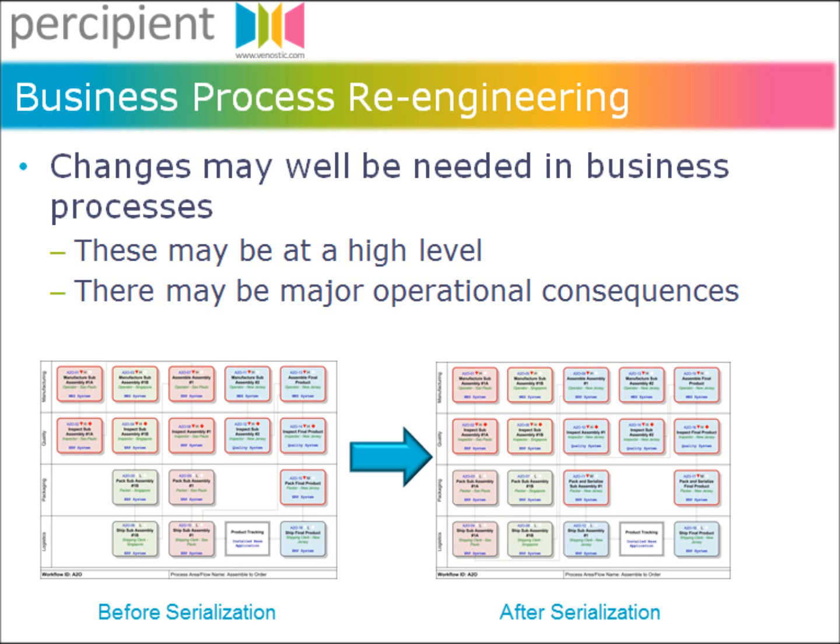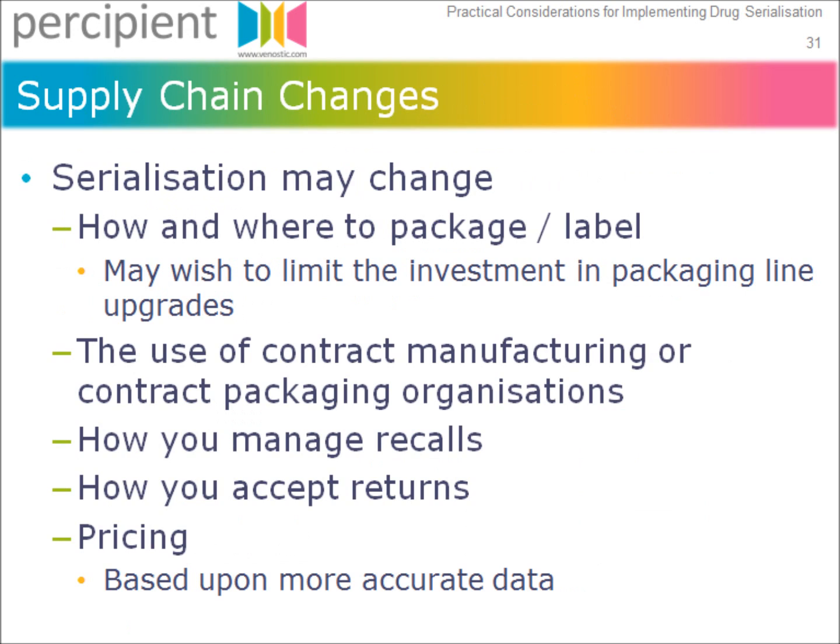But actually when we looked at the differences of the business processes for serialized versus non-serialized products, yes, we required a couple of additional steps in the process, but there were actually significant changes for some organisations in terms of where packaging operations were taking place, which packaging lines were going to handle serialized product and which ones weren't. And in some cases, this does require some significant changes to your business processes. You might need to think about how and where you're going to package and label.